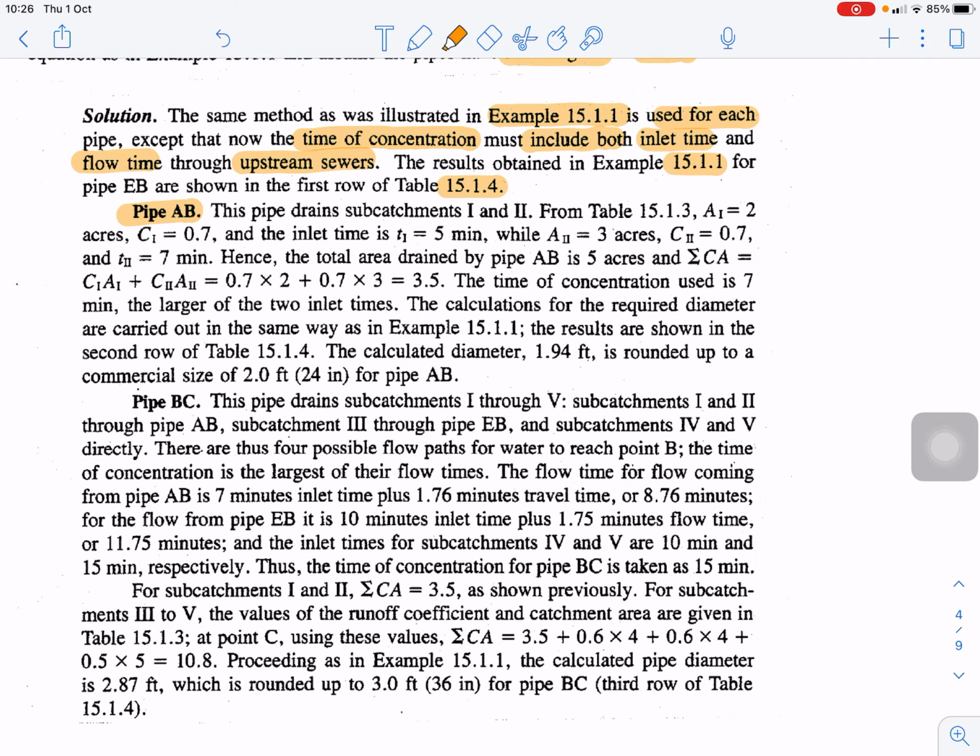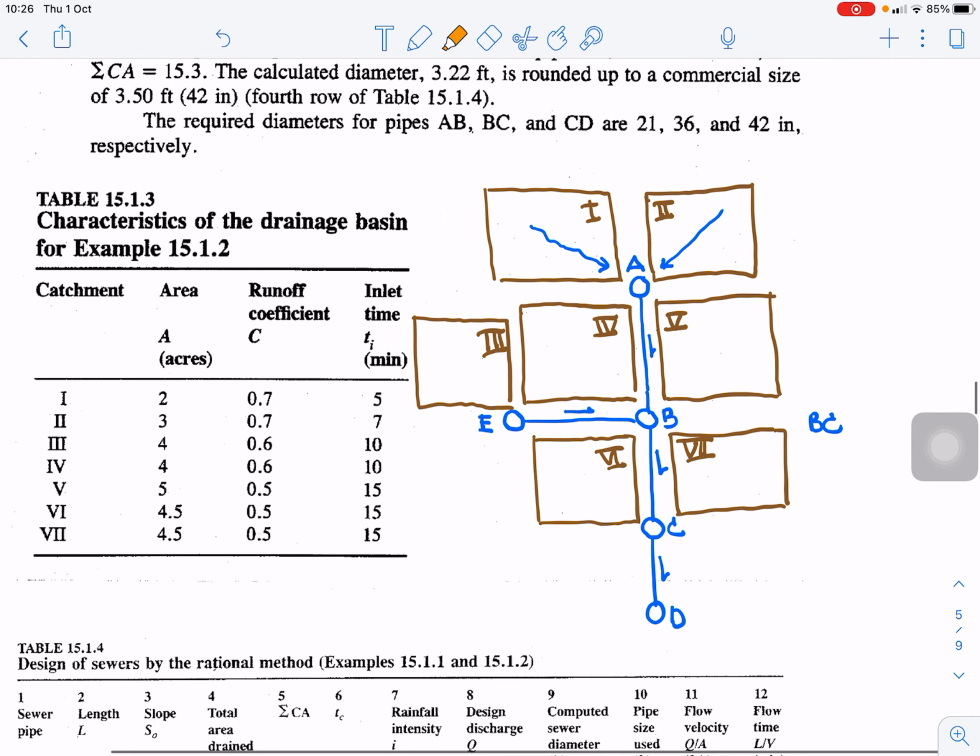Looking at the figure, pipe AB, from here to here, receives the runoff from catchments 1 and 2. Subcatchment 1 is 2 acres and the runoff coefficient is 0.7. Subcatchment 2 is 3 acres and C is 0.7. The inlet time for subcatchment 1 is 5 minutes, and for subcatchment 2 it is 7 minutes. So we choose the time of concentration for pipe AB as 7 minutes.